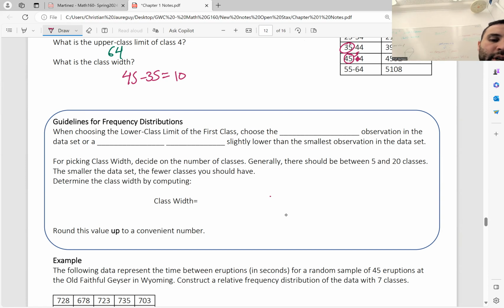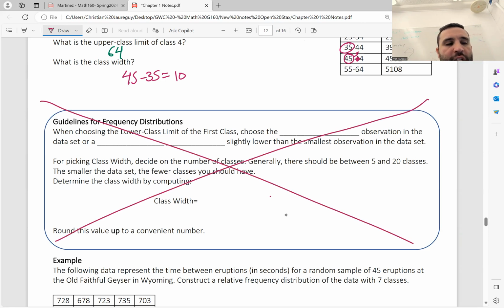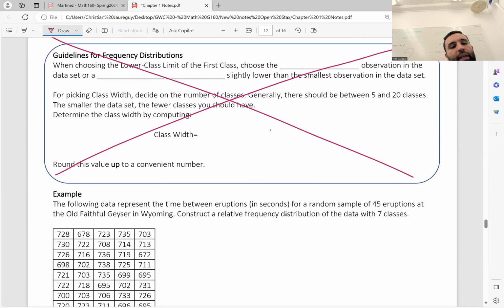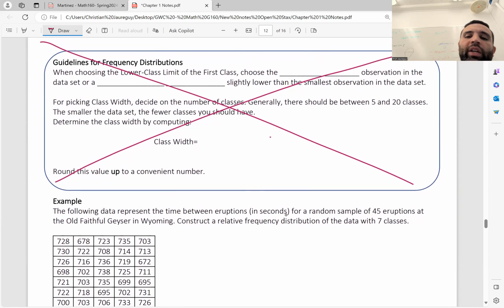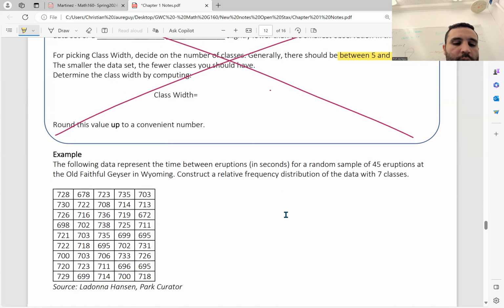Oh, actually, sorry about this. This is talking about a completely different style of problem that I actually don't like, and it's overcomplicated, but it's about choosing the number of classes. It gives you specific rules. Something I do like actually is that there should be between 5 and 20 classes, just something to think about. We shouldn't have 30 classes, 40 classes. It just doesn't make sense. Your graphs are ugly. It's a lot of extra work. Doesn't work out the way you want it to.